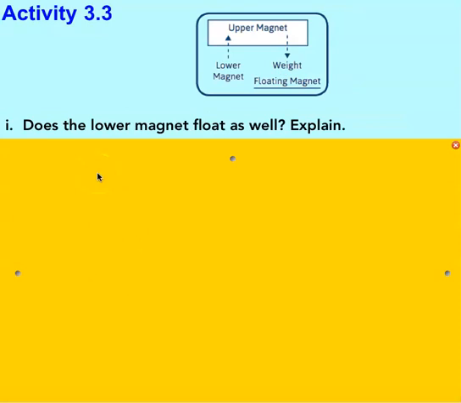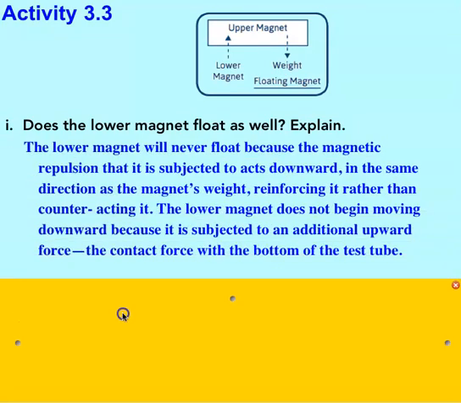So does the lower magnet float as well? No. And think about this. The lower magnet will never float because the magnetic repulsion that it is subjected to acts downward, in the same direction as the magnet's weight. So if you look at the lower magnet, it's being pulled down by gravity and it's pushing against the upper magnet. So both of those forces apply a downward force on the lower magnet. So the lower magnet would be pulled down. If it wasn't for the test tube pushing up on it, the lower magnet would always be going down. It should never float.